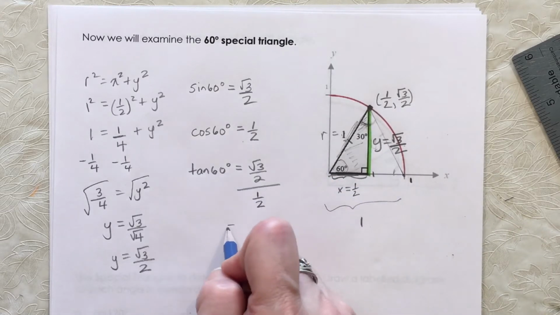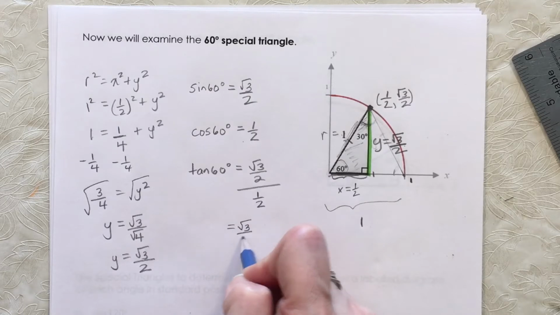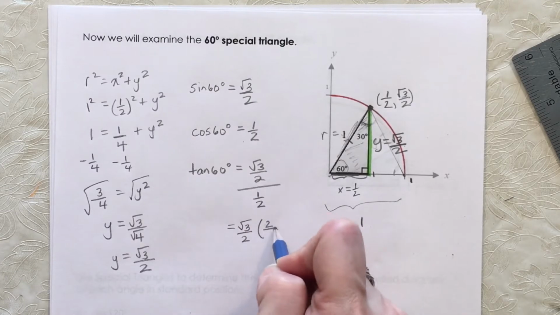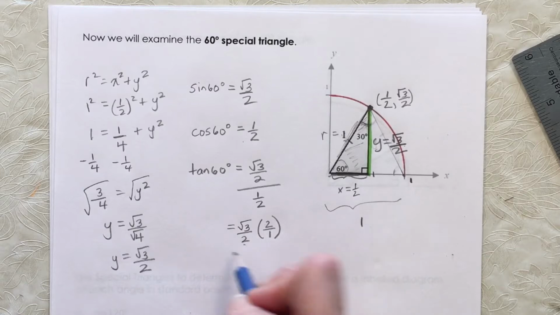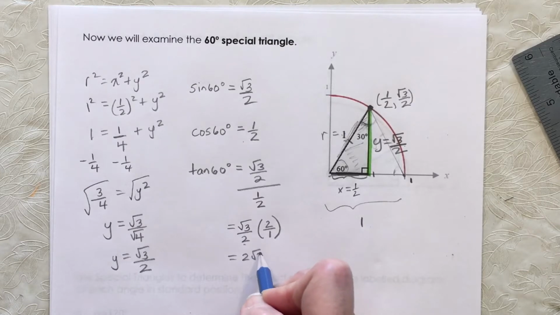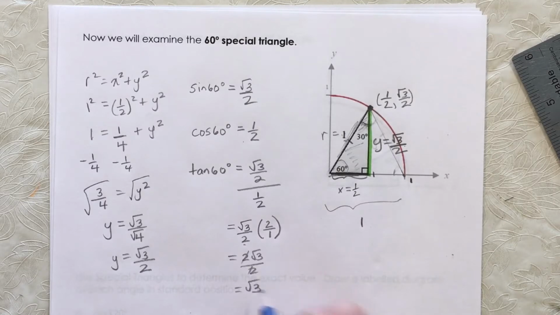Okay? And then when you divide fractions, you multiply by the reciprocal of the second, so the first fraction stays the same. Multiply the tops together and the bottoms together, and you end up with root 3.